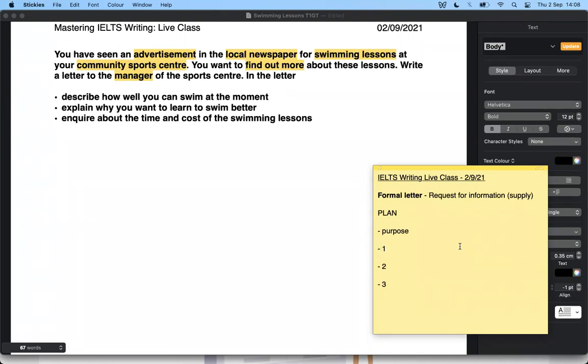So let's think about that first one. How well you can swim at the moment. Now, I could just write the paragraph saying, I can swim well. Here you go. Selvarajah has got an idea there already. We got a word like beginner. So that's okay. But can we go a little bit further? I want to see some slightly technical vocabulary here. When we think about swimming, what components make up swimming? What components make up a good swimmer? What can they do? What can they not do? What can we talk about here?